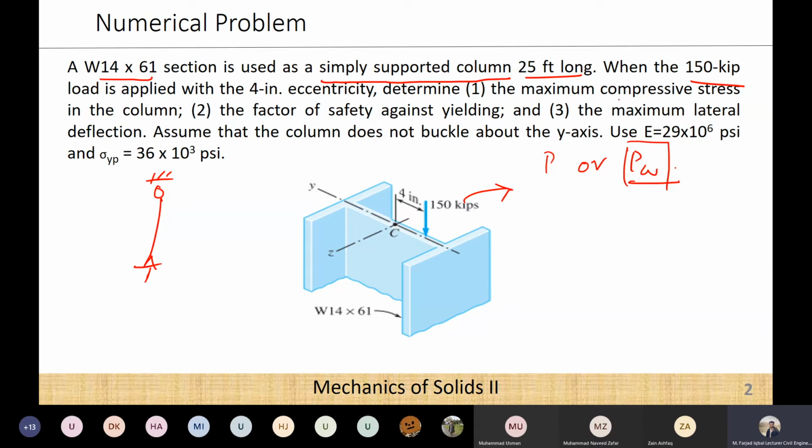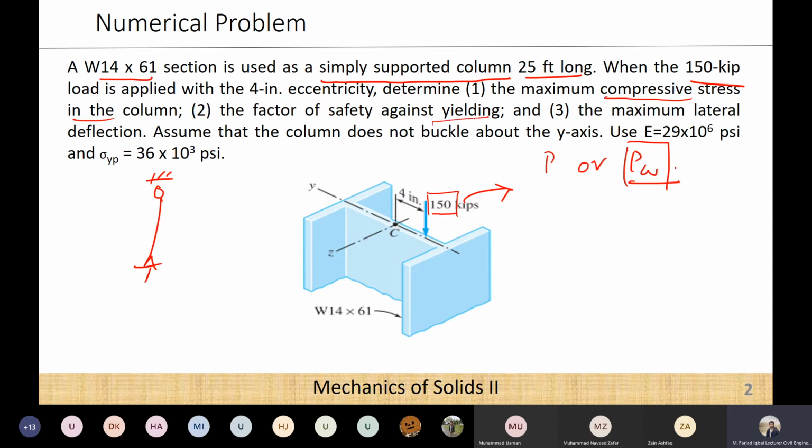The first thing we need to figure out is the maximum compressive stress which would develop in this column, right? We know the formula of maximum compressive stress. The load that is acting on this column is 150 kips. So we will use our formulation for this load of 150, and based on it, we can figure out the maximum stress that is developed in this column when this load of 150 kips is acting.